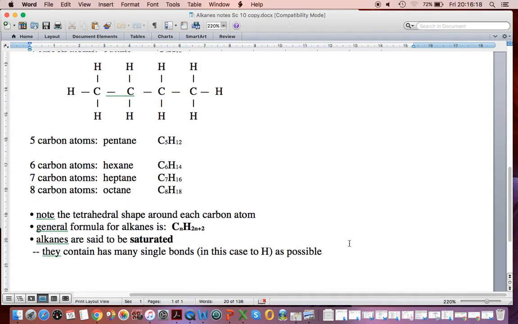It says alkanes are said to be saturated. That's more important next year if you take Chemistry 11. It means they only have single bonds, no carbon-carbon double or triple bonds.